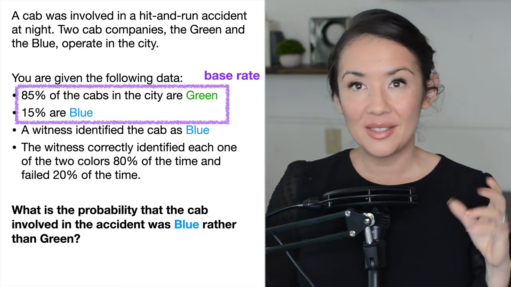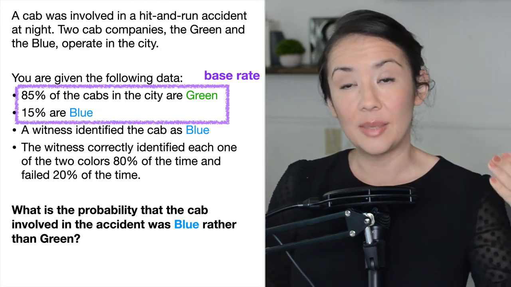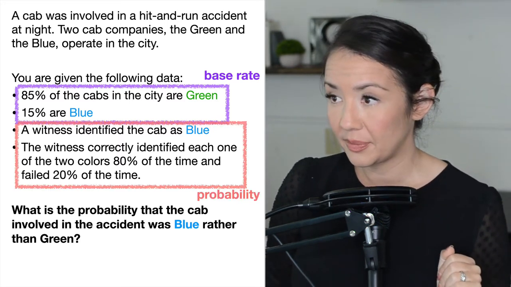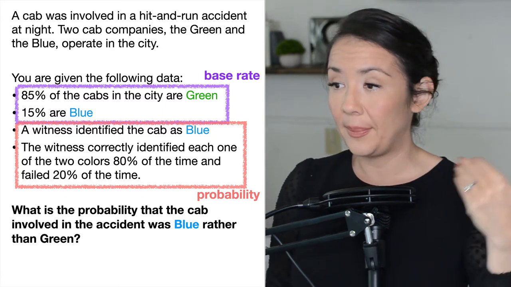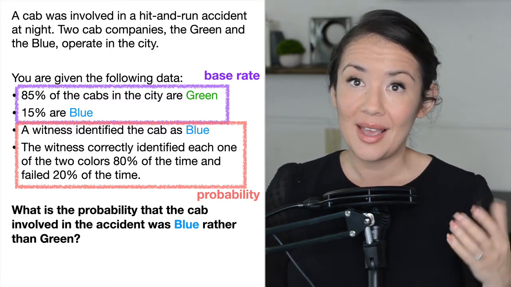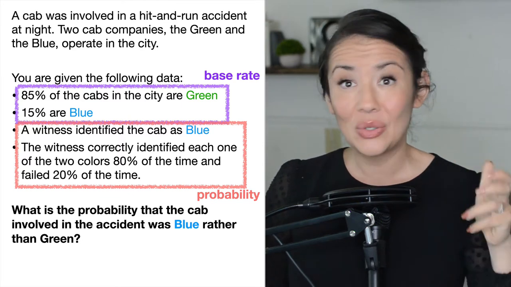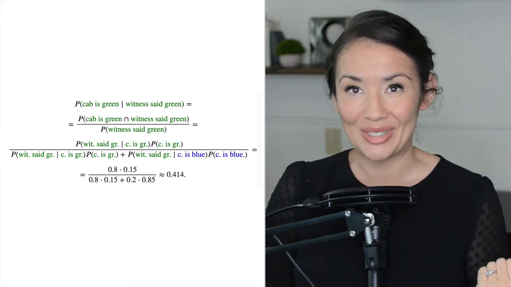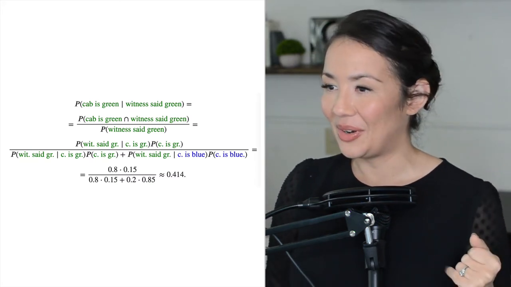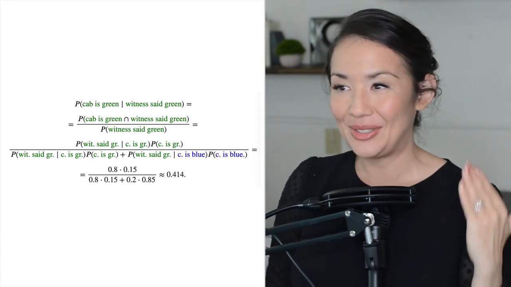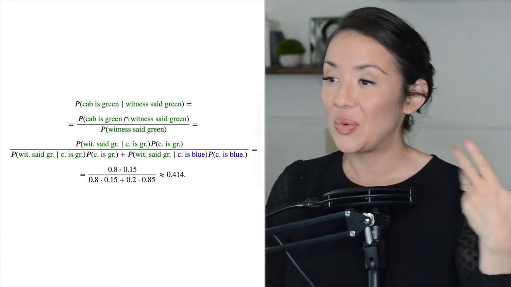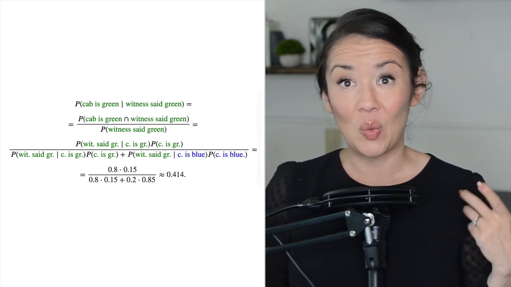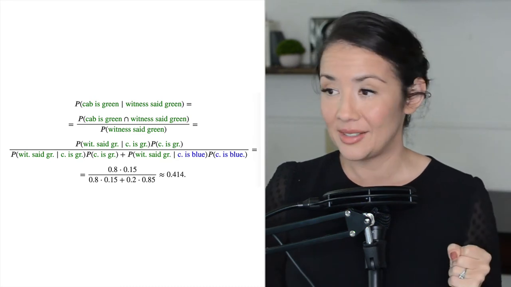And note that there's two pieces of information here. We have a base rate. This is the proportion of green and blue cabs in the whole population of cabs. And we have probability given to us by the accuracy of the eyewitness. Now there are statistical ways to integrate these two types of information, which is expressed in this equation here. Now, unless you are a genius, you probably weren't able to do this math in your head, but this suggests that there is a 41% chance that the cab was blue when you integrate those two probabilities.